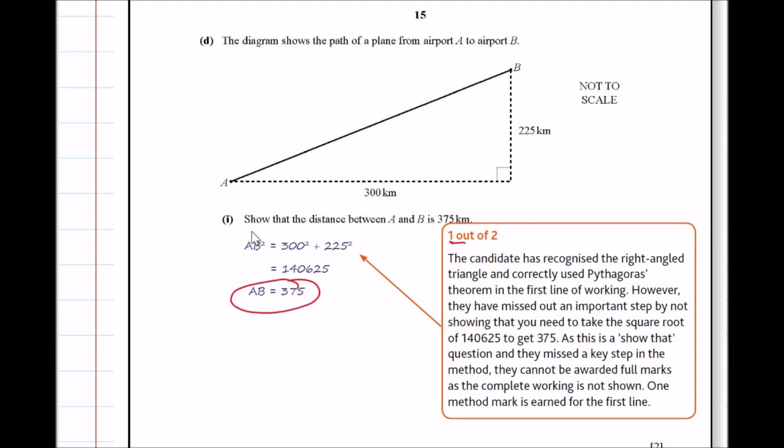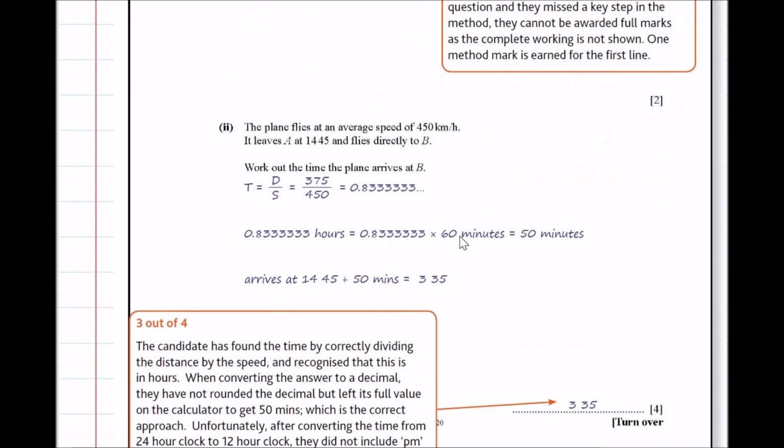So when the instruction says "show that", it means we are supposed to show each and every step involved, even if it is a very minor step. Now the plane flies at an average speed. This question we have already discussed, but work out the time. Time we have to calculate. So he calculated time equal to distance by speed.